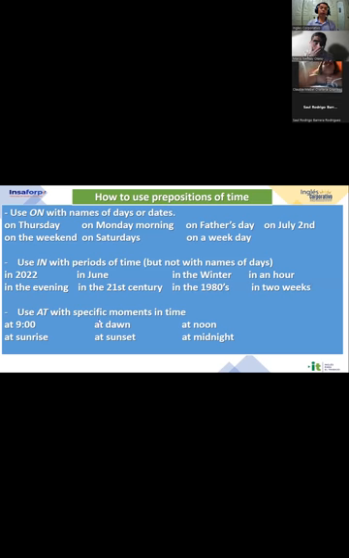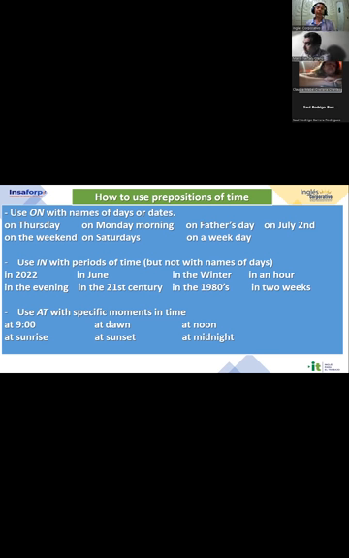When do you use on, when do you use in, and when do you use at, right? You use on for days or dates, right? On Thursday, on the weekend, on Monday morning, on Saturdays, on Father's Day, on a weekday, día de semana, right? On July 2nd, right? Todo lo que se refiere a días y fechas, vamos a decir on, okay? Good. Use in with periods of time, but not names of the day, right? Cuando hablamos de periodos de tiempo, in, right? In 2022. ¿En qué año? Es un periodo.